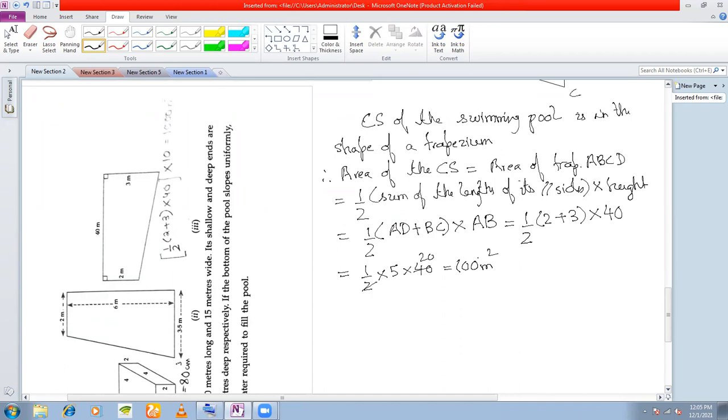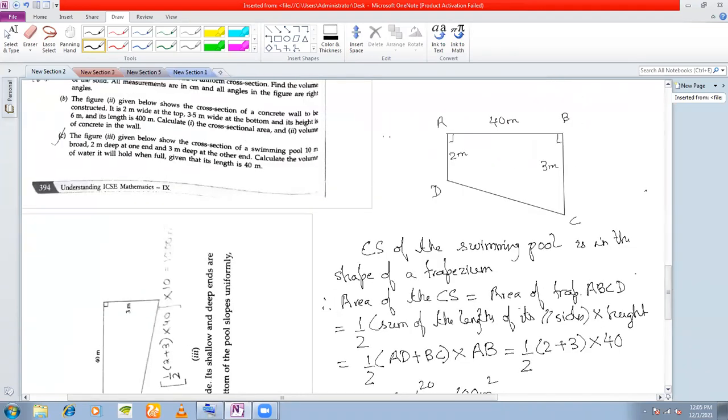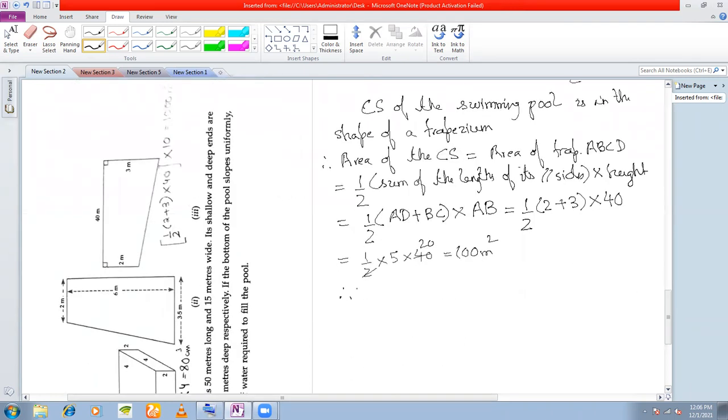Now how will you get the volume? The swimming pool also has a depth, right? Because you are having an aerial view of the swimming pool. Okay, it contains water. It should have a depth also. And what is the depth of the pool given here? Given that its length is 40 meter, that means the depth here is 40 meters, right? So therefore, how much water will it hold?